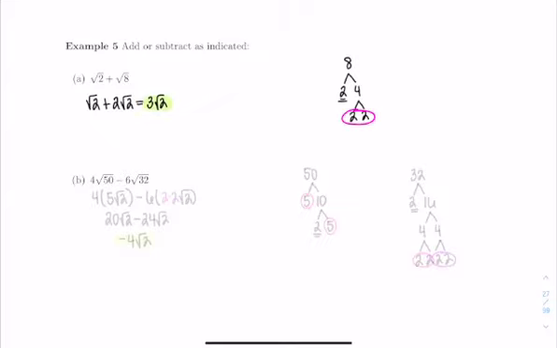Let's try something a little bit more complicated. I've got 4 square root of 50 minus 6 square root of 32. So let's look at the 50 first and simplify. That's 5 and 10, and this is 2 and 5. Well, we have a pair of 5s that we can pull out with a 2 left over, and let's do 32.